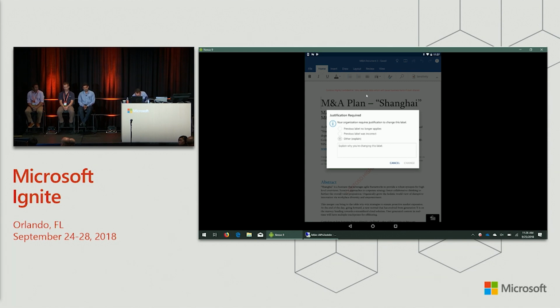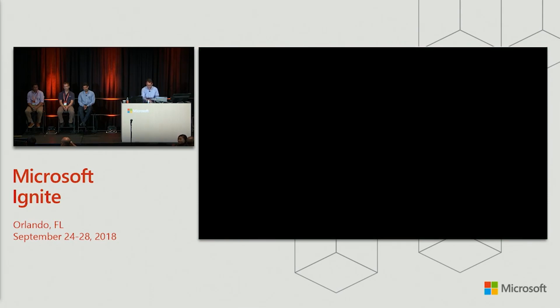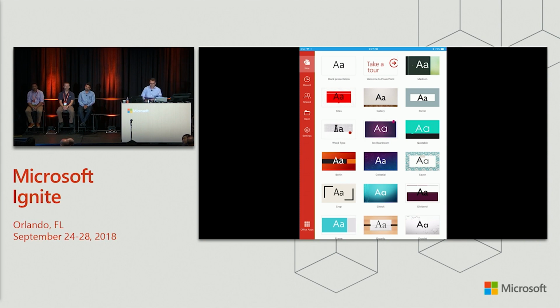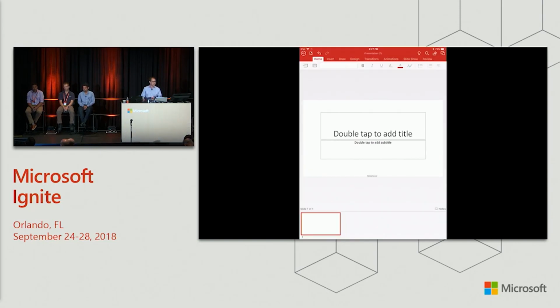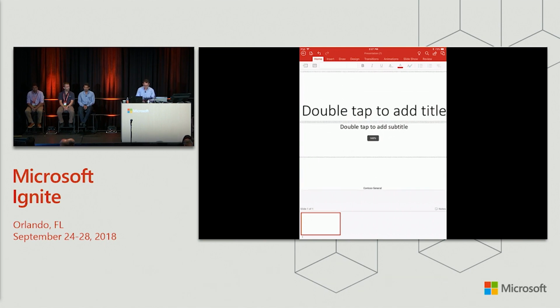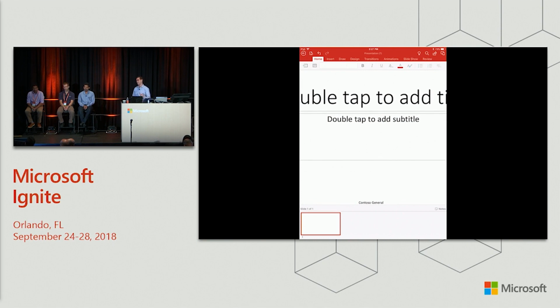All right, and now I will switch over to my iPad. Come on now. There it is. OK. Here I'm running iPad, the iOS version of PowerPoint. And I'm going to create a new presentation. And what I'm going to show here is all I did was create a new presentation. But because I have the default label policy configured for me, that means that the general label automatically gets applied to all new content that I create. And so you can see that because there's that little Contoso general watermark that got put on this presentation automatically without me doing anything.